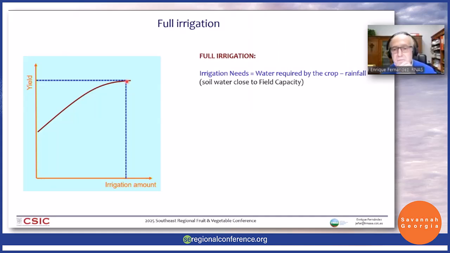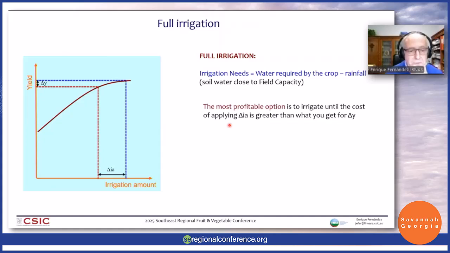So applying full irrigation means that you estimate the irrigation needs with this equation over there. The irrigation needs are calculated as the water required by the crop minus the amount of water supplied by the rainfall. And if you apply this irrigation strategy, you will keep the soil very close to field capacity all along the growing cycle of the crop, so under non-limiting soil water conditions.